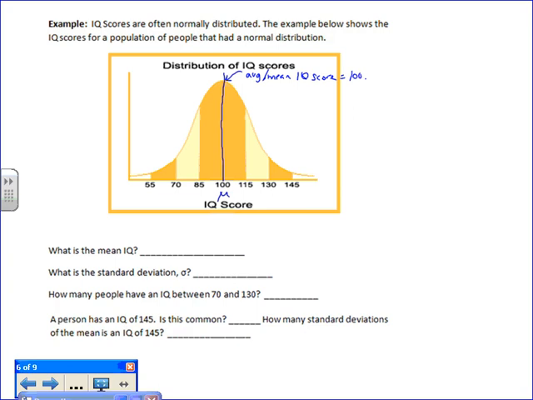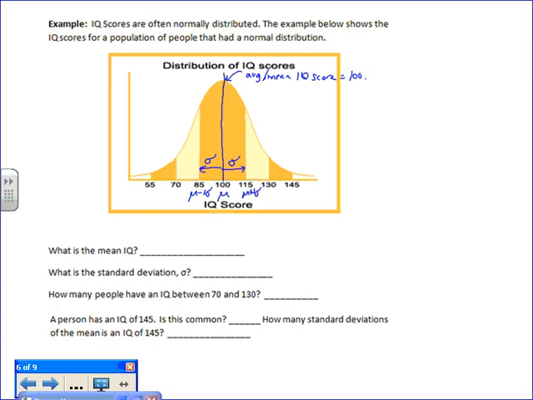Some people have an IQ score that is 1 standard deviation above the mean, and I can see that that would be at 115. So 115 represents the average plus 1 standard deviation. So if I come out 1 standard deviation, I get to 115. If I go back 1 standard deviation, I get to 85. So 85 represents the mean minus 1 standard deviation.